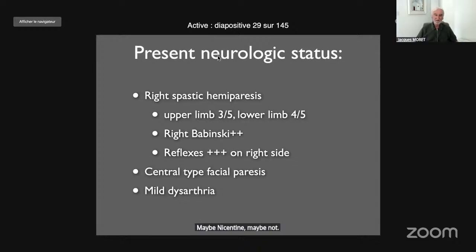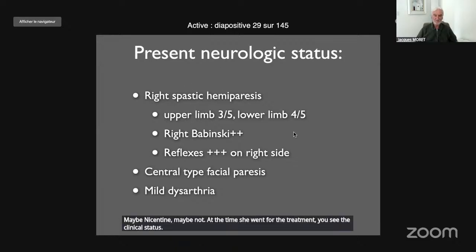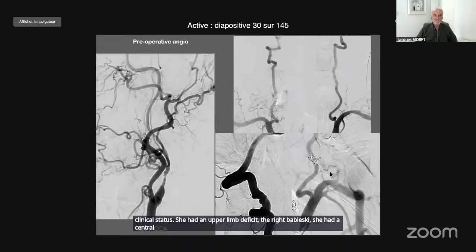At the time she went for the treatment, this is the clinical status. She had an upper limb deficit. She had a right Babinski. She had a central type of facial paralysis and a mild dysarthria.